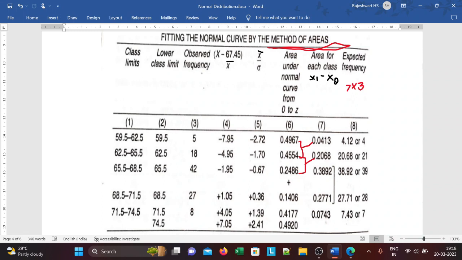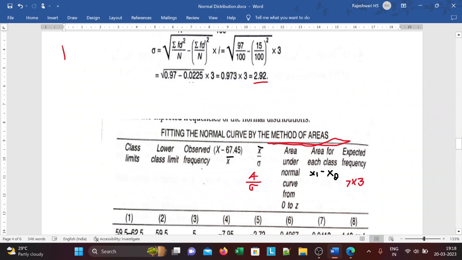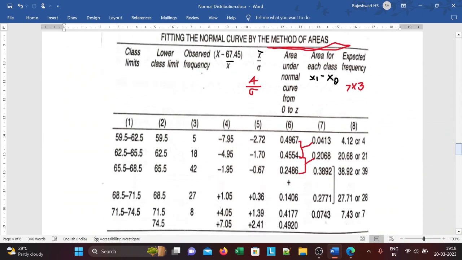So next one we are going to consider for the fifth column. So we are going to take the fourth column values divided by standard deviation. So fourth column values, x minus x bar, minus 7.95, standard deviation 2.92. So the value is minus 2.72. Likewise 4.95 divided by standard deviation 2.92, that you have calculated as 2.92. So that you will get the fifth column.